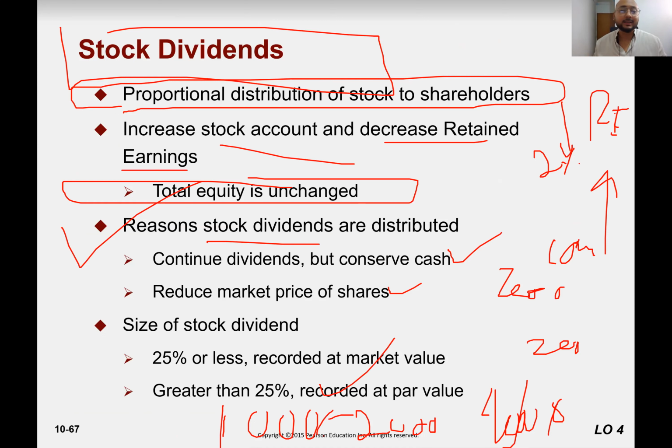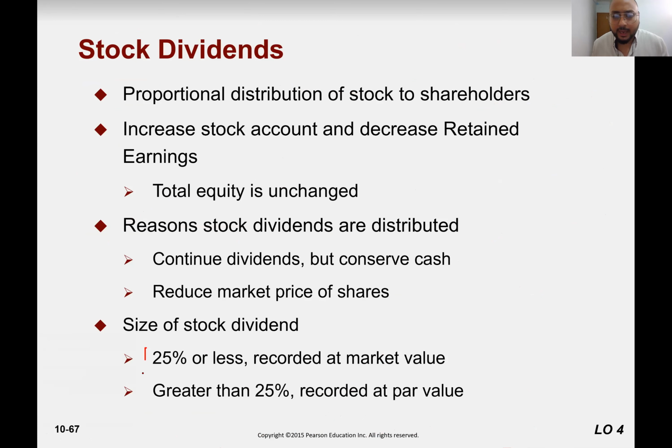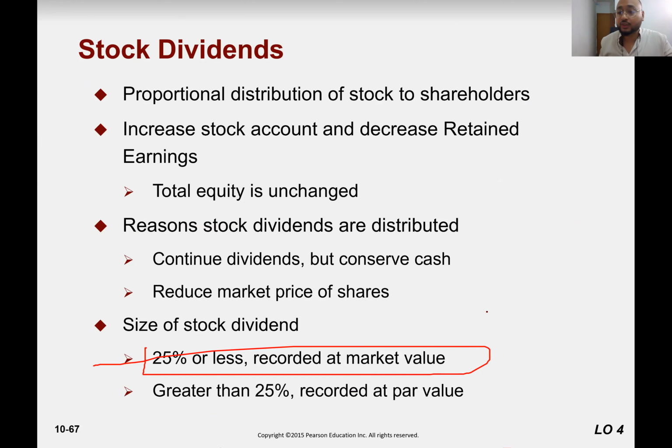The size of the stock dividend is 25% or less of the recorded market value, or greater than 25% of the recorded market value. This is just for the law. A company cannot issue more than 25% of the market value of the share as a stock dividend, or can only pay greater than 25% of the par value.